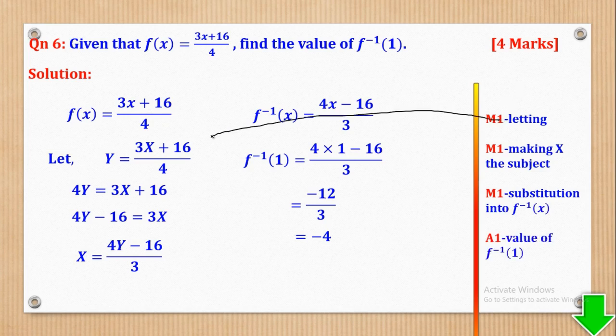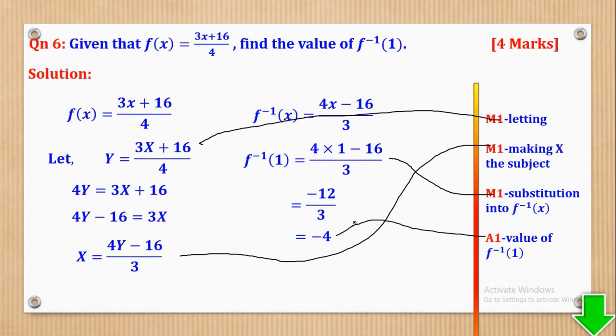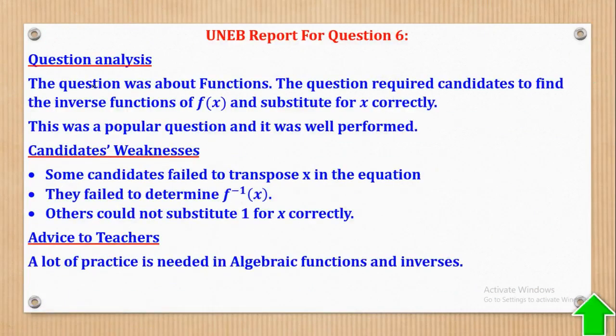So M1 for letting, another M1 for making capital X the subject, then M1 for substitution, and A1 for the output. So the question was about functions, and the question required the candidates to find the inverse function of f(x) and substitute for x correctly. This was a popular question and it was well performed. However, some candidates failed to transpose x in the equation.